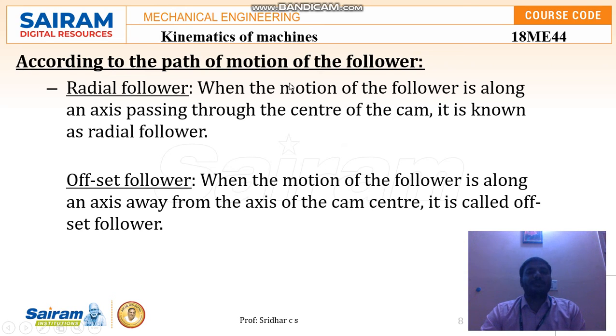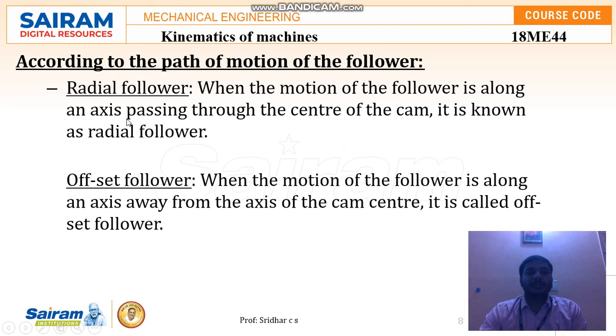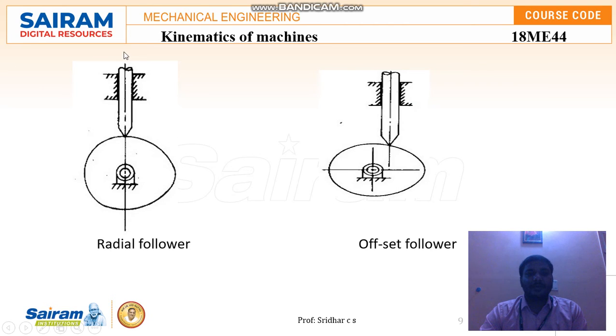So the follower is a radial follower when the motion of the follower is along the axis passing through the center. You can see this. The radial follower is one whose axis is passing through the camshaft. The axis is directly in line with the camshaft axis. So when the motion of the follower is along the axis passing through the center of the cam, it is known as a radial follower.